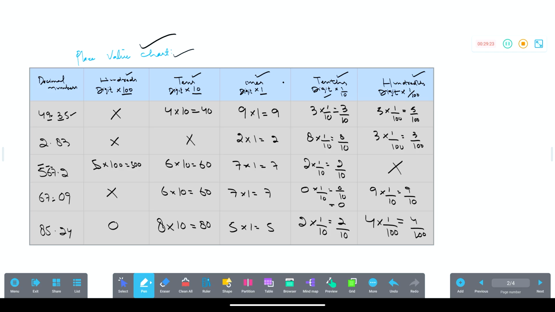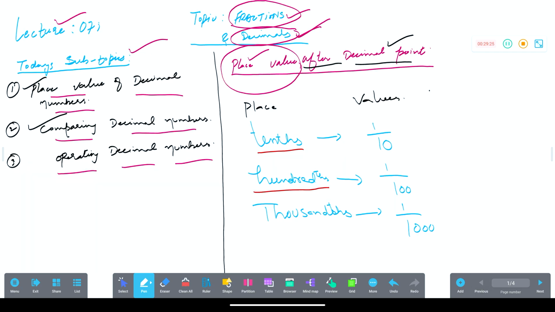As you see on the first slide here, the first topic was place value of decimal numbers, the second was comparing decimal numbers. Now we have the last topic, that is operating decimal numbers. Very important. Now we will come to it. I will not elongate it a bit. I will just consider one example from each operation and we will try to finish it as soon as possible.